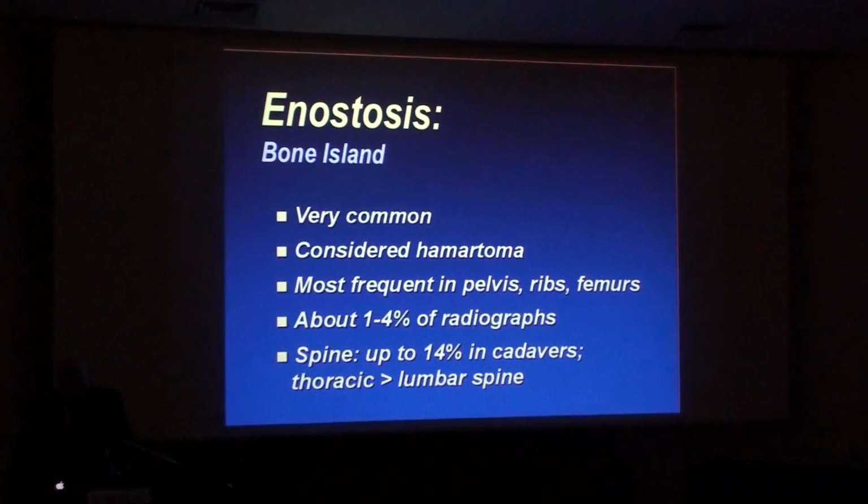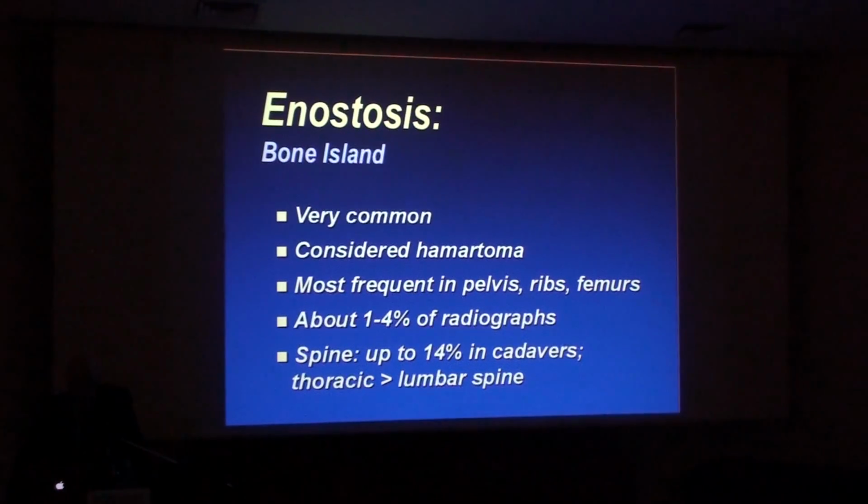As I noted, it really is a very common lesion, and it's considered a hamartoma. That is, it's normal bone, in this case cortical bone, in an abnormal location, that is, within the intramedullary space. It's most frequent, as we know, in the pelvis, the ribs, and the femurs, and historically it's been estimated to be seen in about 1 to 4% of radiographs.